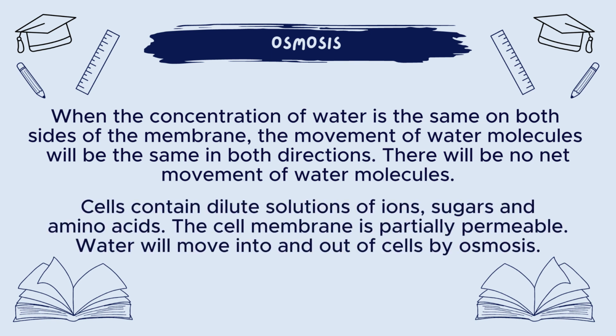Cells contain dilute solutions of ions, sugars and amino acids. The cell membrane is partially permeable. Water will move in and out of the cells by osmosis.